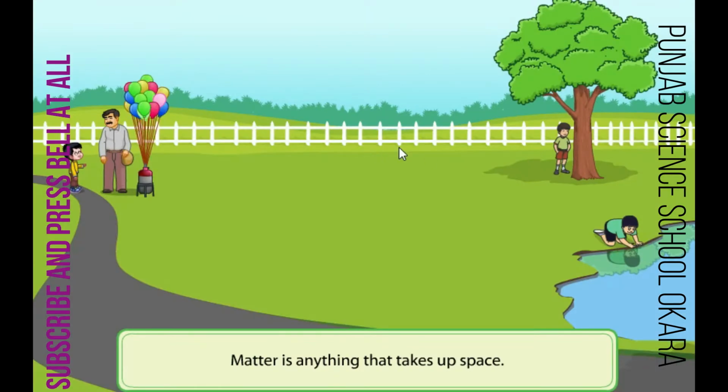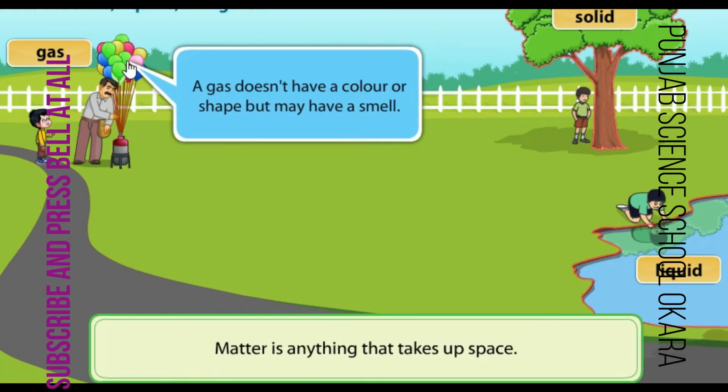Matter is anything that takes up space. What are the three states of matter? The three states of matter are solid, liquid, and gas. A gas doesn't have a color or shape, but may have a smell.